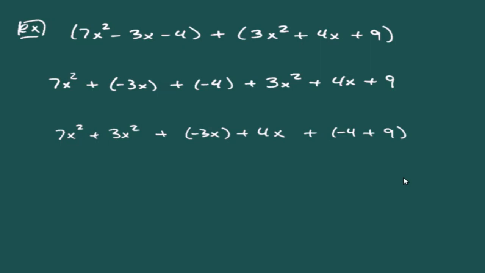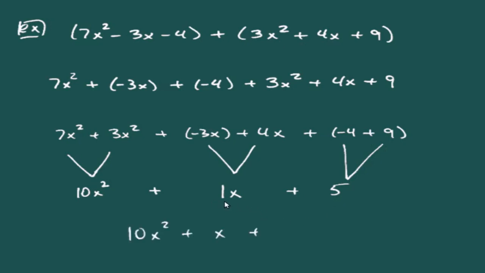Okay. Now we've rearranged those, grouped them together, so the 7 and the 3 gives us 10x squared plus negative 3 plus 4 gives us a plus 1x, and the negative 4 plus 9 gives us a plus 5. And so when we write our final answer, we don't really have to write the 1 in there. We can just write our final answer as 10x squared plus x plus 5.